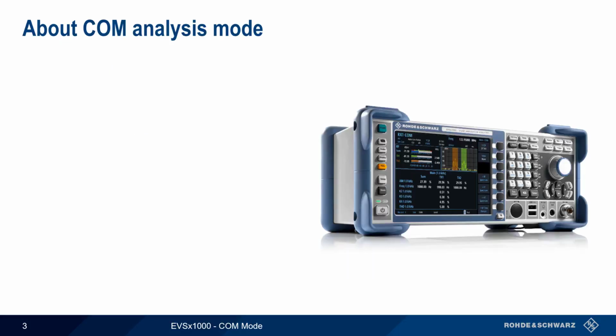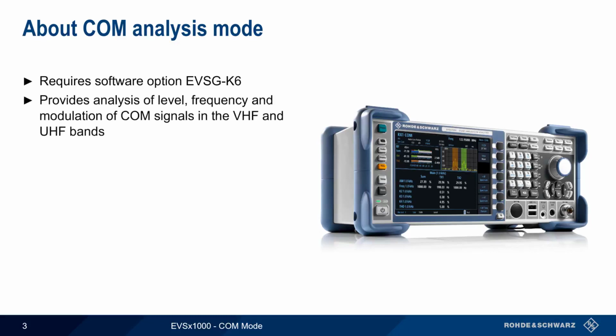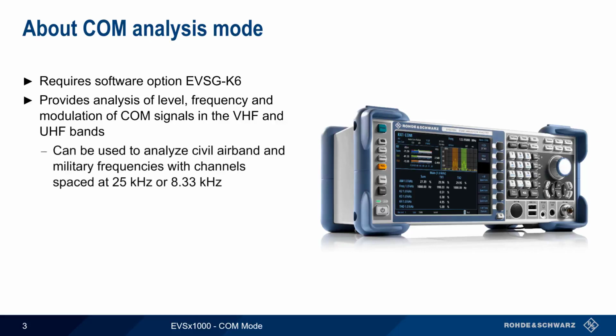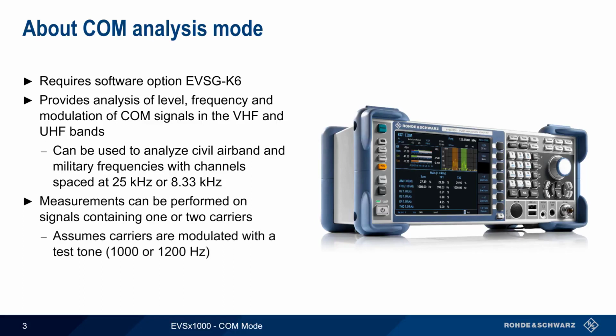COM analysis is enabled by software option K6 and provides information on the level, frequency, and modulation parameters of COM signals at VHF and UHF. Both civilian airband and military frequencies with channel spacing of 25 kHz or 8.33 kHz can be analyzed by the EVS. Measurements are performed on signals consisting of either one or two carriers, both of which must be modulated with a 1000 or 1200 Hz tone. Measurement data can also be recorded for viewing on the EVS or for external analysis.